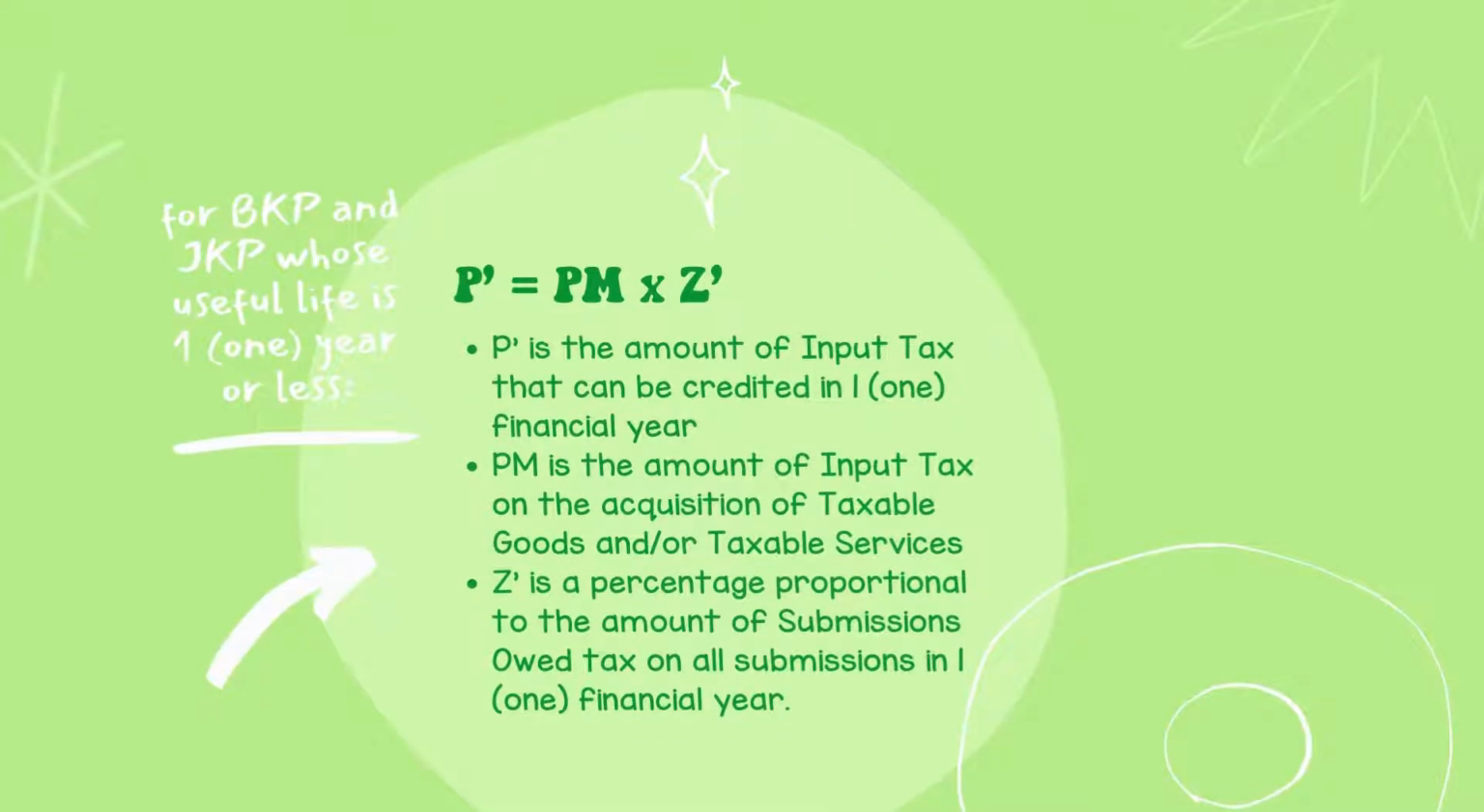For BKP and GKP whose useful life is 1 year or less, P' equals PM times Z'. P' is the amount of input tax that can be credited in one financial year. PM is the amount of input tax on the acquisition of taxable goods and or taxable services. Z' is a percentage proportional to the amount of submission on tax on all submission in one financial year.